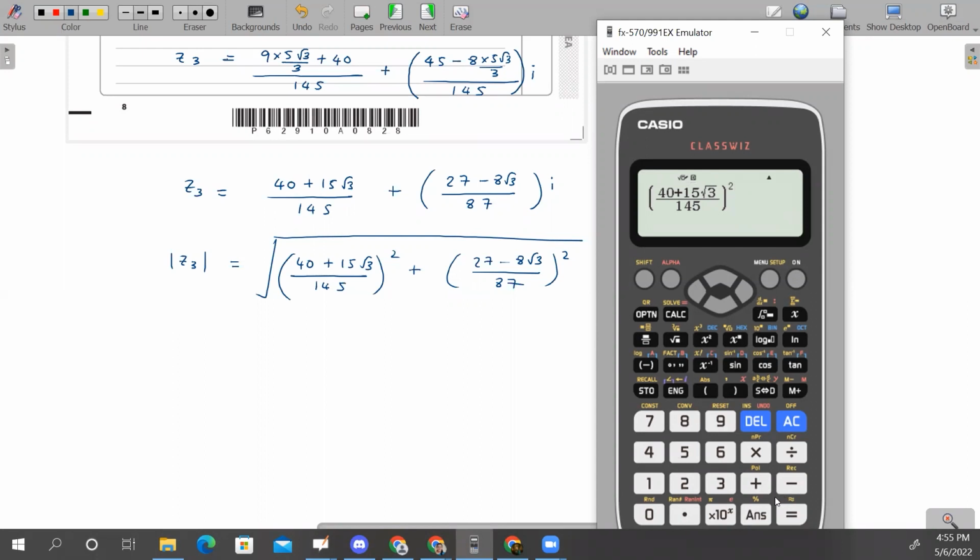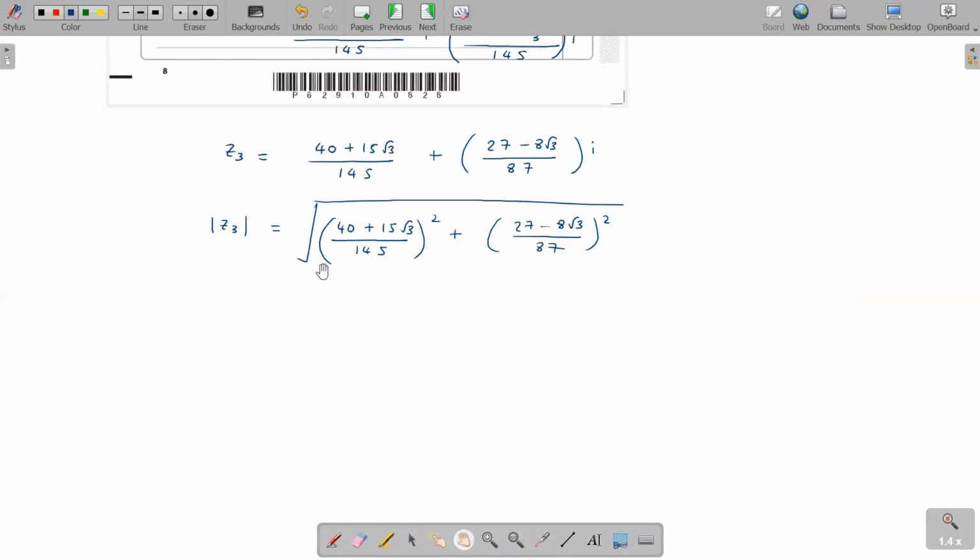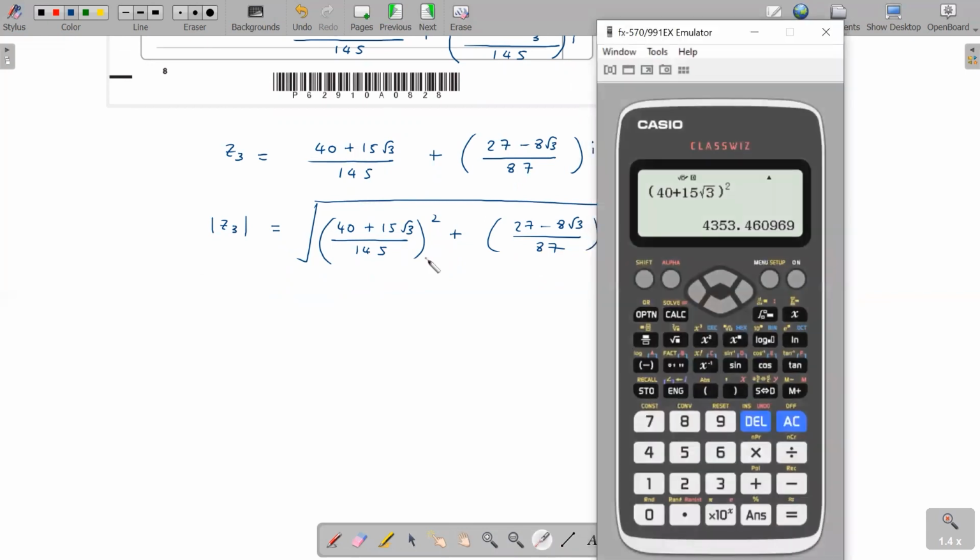So I'll be squaring the whole thing and I get, okay, so that will not work. So in that case, we will not give the denominator. 40 plus 15 root 3 squared. Okay, so then we do not get a decimal. So we'll have to try to do it manually here. Or else we can simplify this slightly, right? 40 plus 15 root 3 over 145 can be simplified, isn't it? Yeah, wait, let's simplify that. We can divide the entire thing by 5.